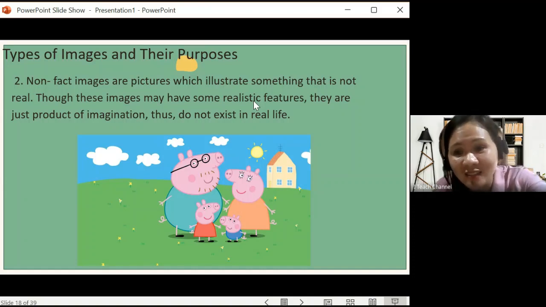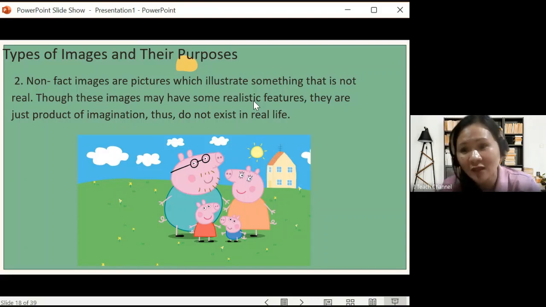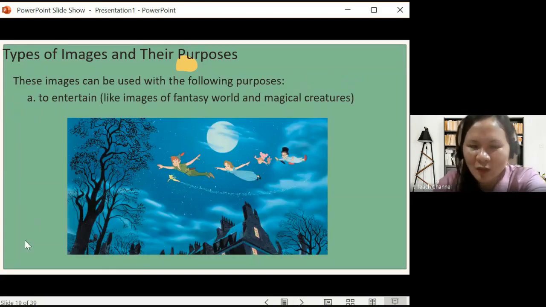Just like this. Pigs are just like this, right? But what is unbelievable there, which makes them non-fact, is that they are able to speak like a person and they are able to walk with 2 feet. And that's not really real. So this picture is a non-fact image. All right, now we are going to take a look at their purposes. The first one. What is the purpose?